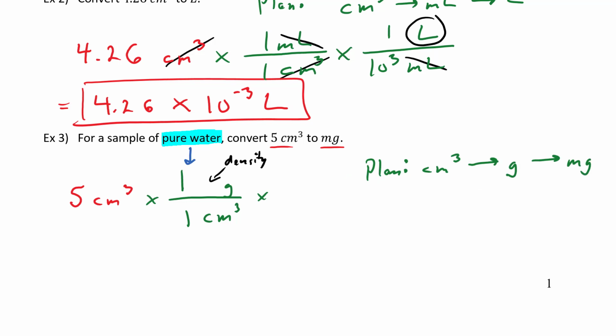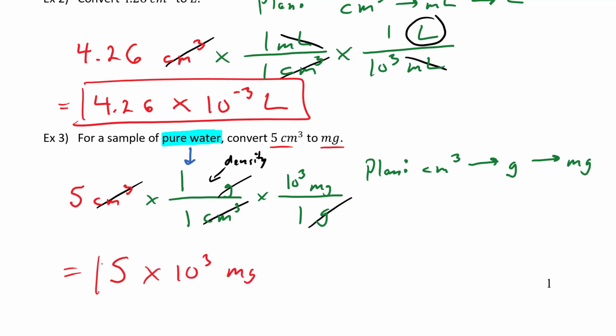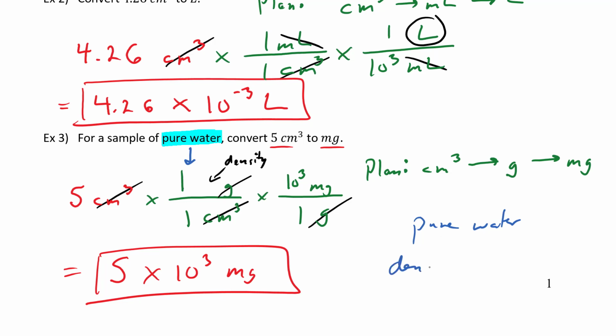Move that over. We then add in our next conversion factor. We're going to go from grams to milligrams. 1 gram is 10 to the 3 milligrams. Cancel out my units. I'm left with 5 times 10 to the 3 milligrams. Final answer. So remember, for pure water, the density is 1 gram over mils, which is the same as saying 1 gram per cubic centimeter. This is for pure water specifically.